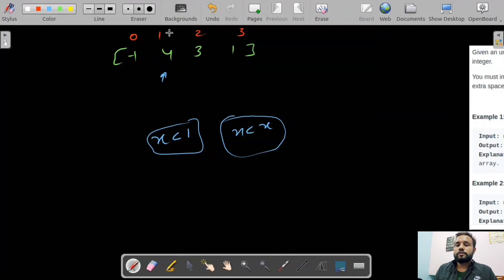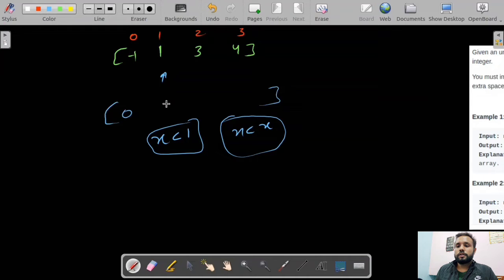We are at index 1. Index 1 contains number 4, and number 4 does not belong to this index. So what we do is we swap index 1 and 3. So 1 comes here and 4 goes here. Now after this operation, is this index sorted? Number 1 belongs to index 0. So we swap it again, because this is not the right position for this 1. It belongs to index 0.